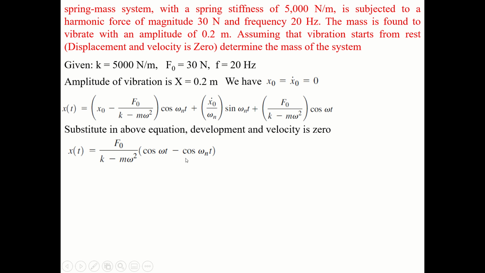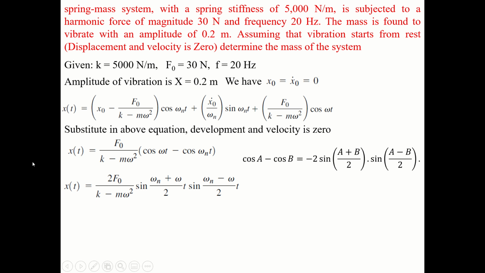Now we have to simplify this. How to simplify this? There is a trigonometric identity. Cos A minus cos B equals minus 2 sin((A plus B) by 2) sin((A minus B) by 2). Since the minus 2 is there, you can interchange A and B, so that is also possible. Now substitute A and B into this equation and rewrite it in this form. So x(t) is equal to, this part remains the same, and since the 2 is there, it will come here, 2 F naught.